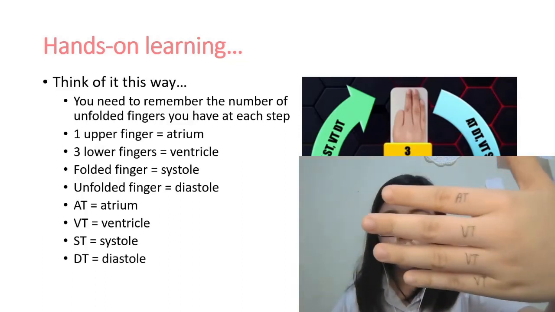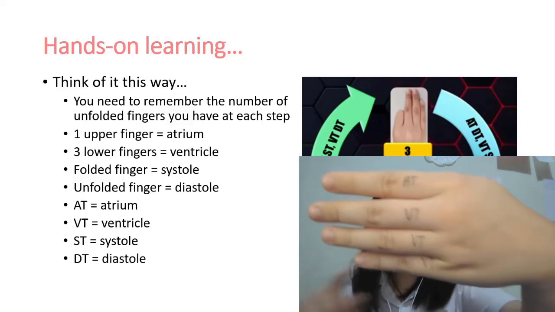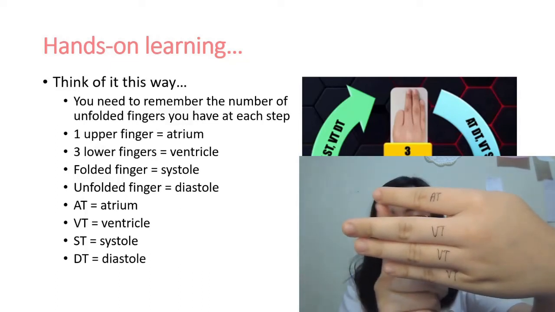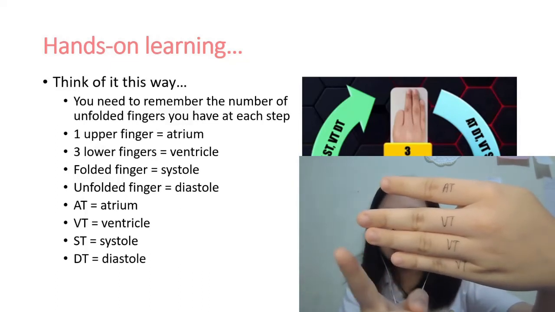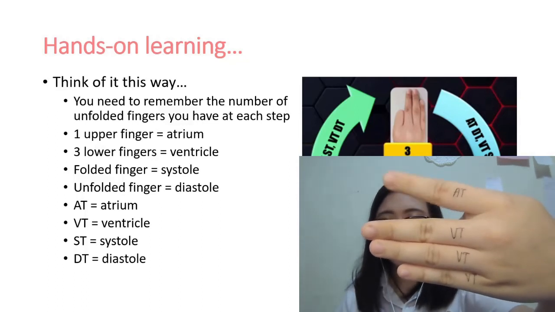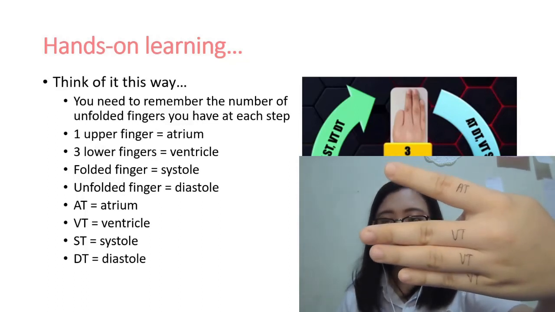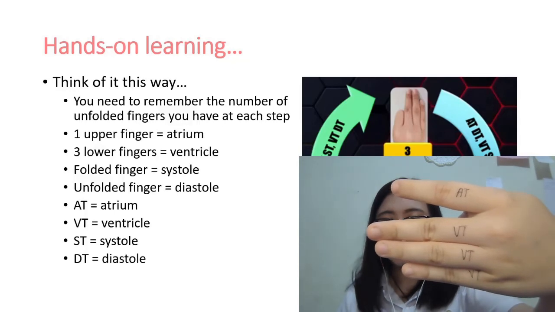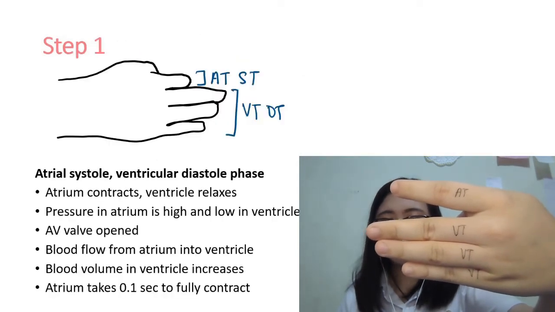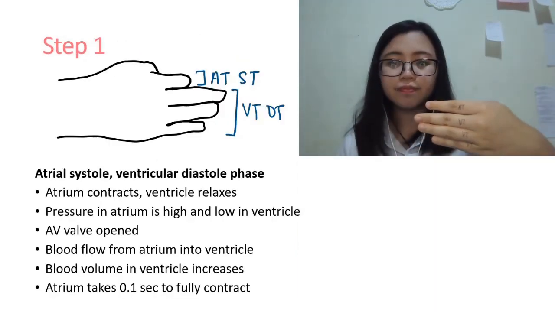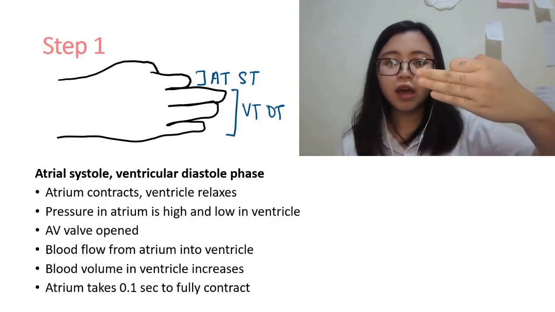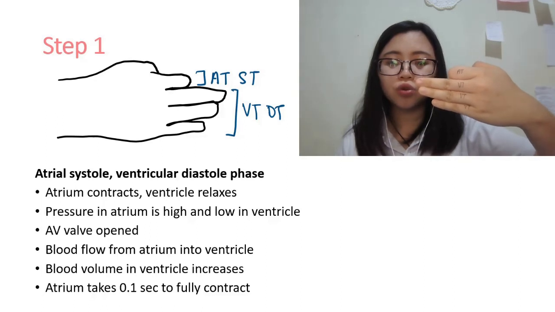Okay, so just showing you this is how my heart looks right now. I am not going to use my thumb. I'm only going to use my pointing finger and my three lower fingers. This is my atrium. These are my ventricles. Let's start with the first step. So with the first step, this is representing atrial systole, ventricular diastole phase.